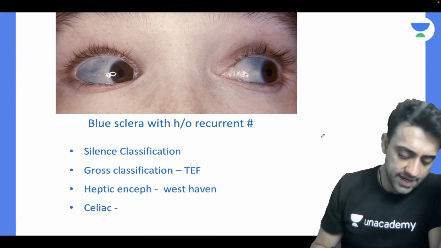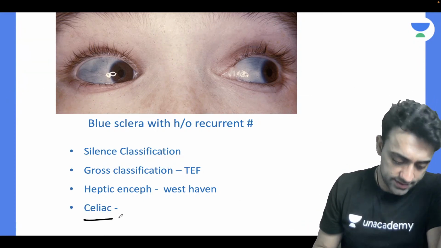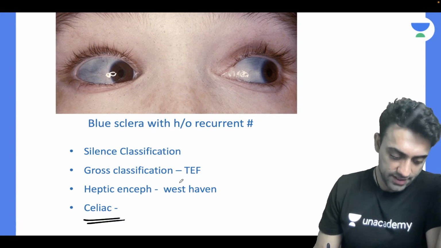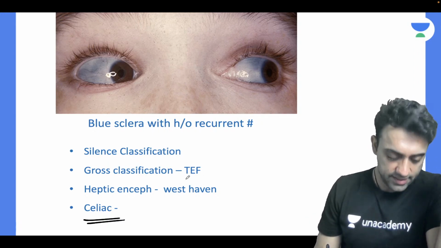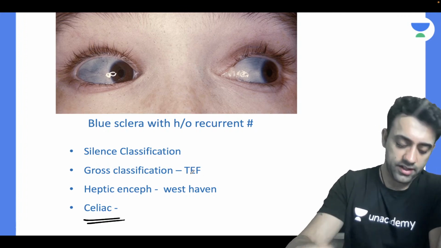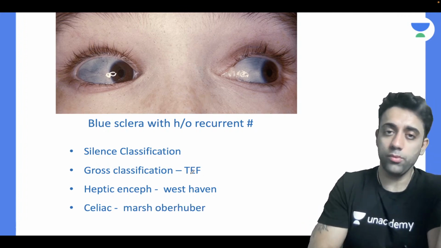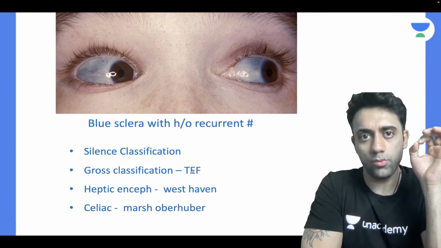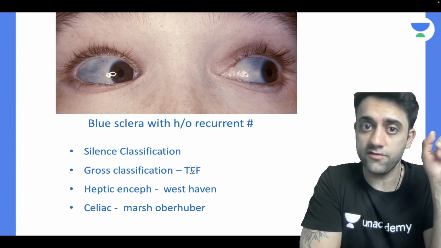And what about celiac disease? Celiac disease, yes. Chakravarti is messaging here and there. Okay, perfect. Yes. So of course, for celiac, already jumping with an answer, Marsh-Oberhuber classification. Marsh-Oberhuber classification is the name of the classification for celiac disease.